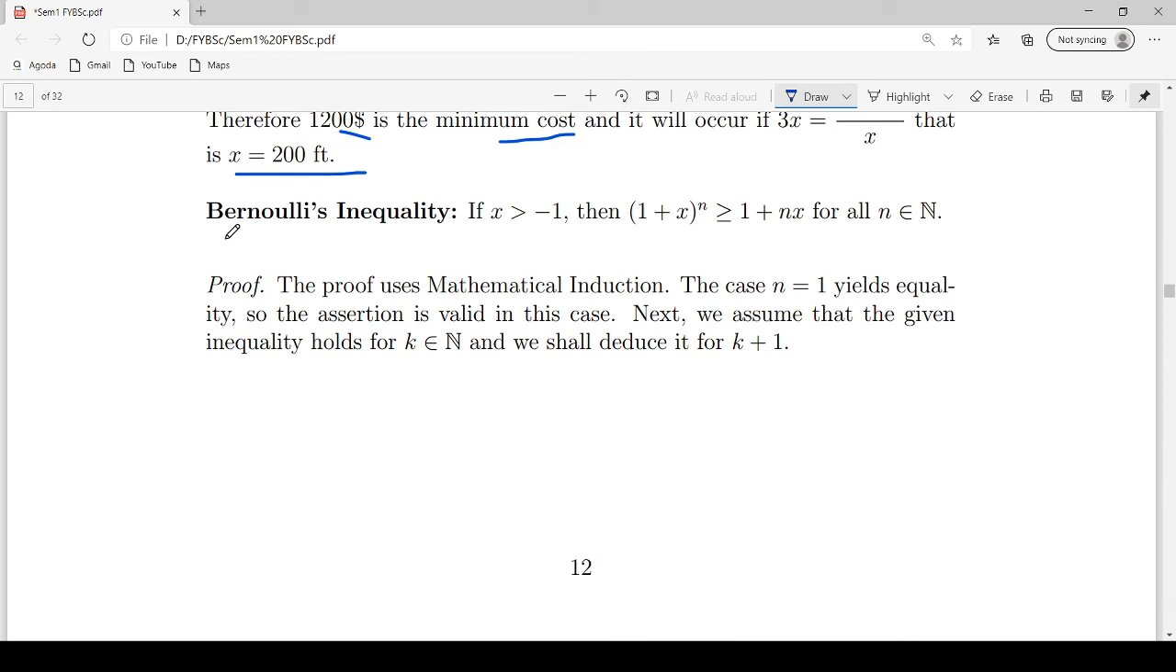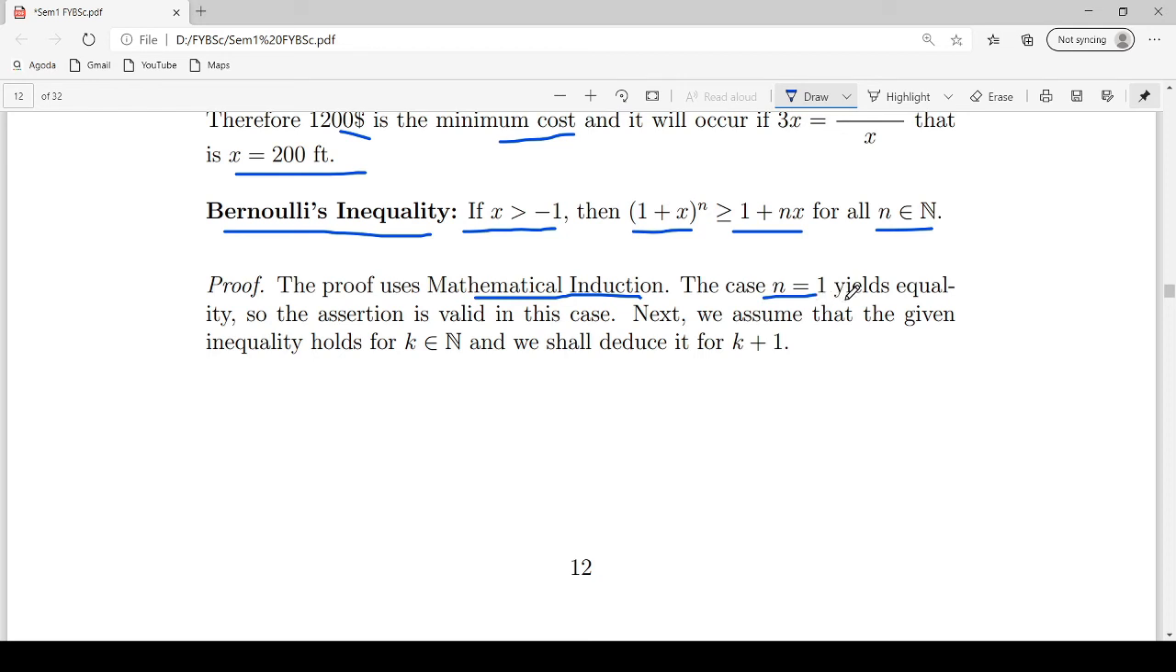Next, we will go for Bernoulli's inequality. It states that if x is a real number greater than -1, then 1 plus x raised to n is always greater than or equal to 1 plus nx for all natural numbers n. We will make use of the principle of mathematical induction to prove this inequality. Let's consider the base case n equal to 1.